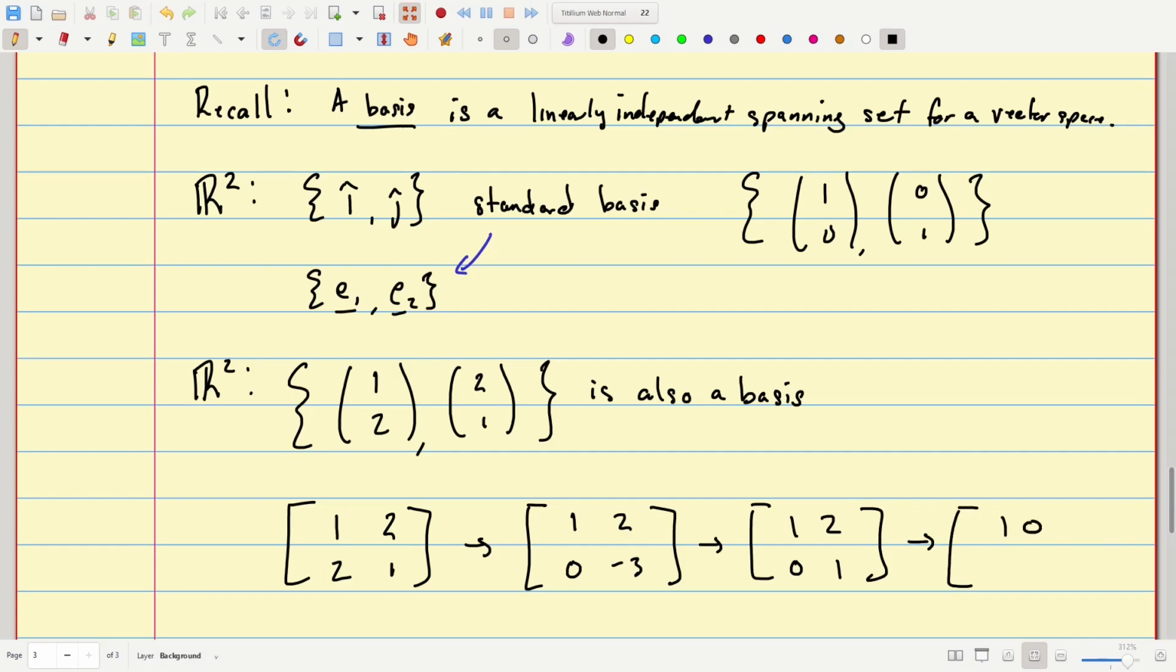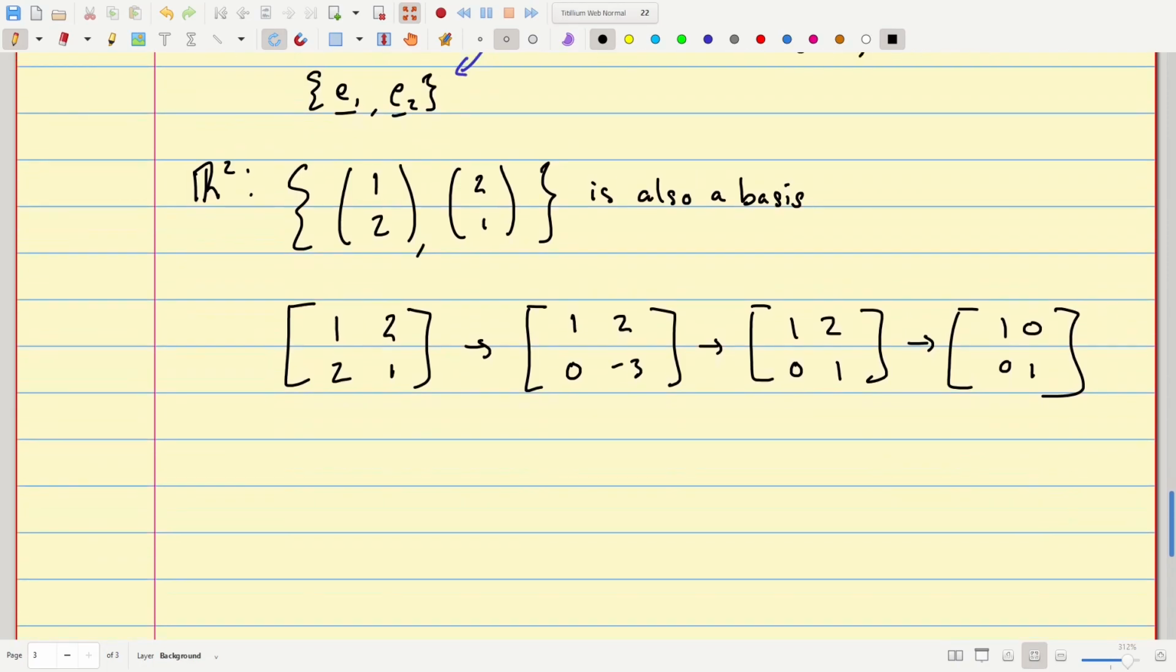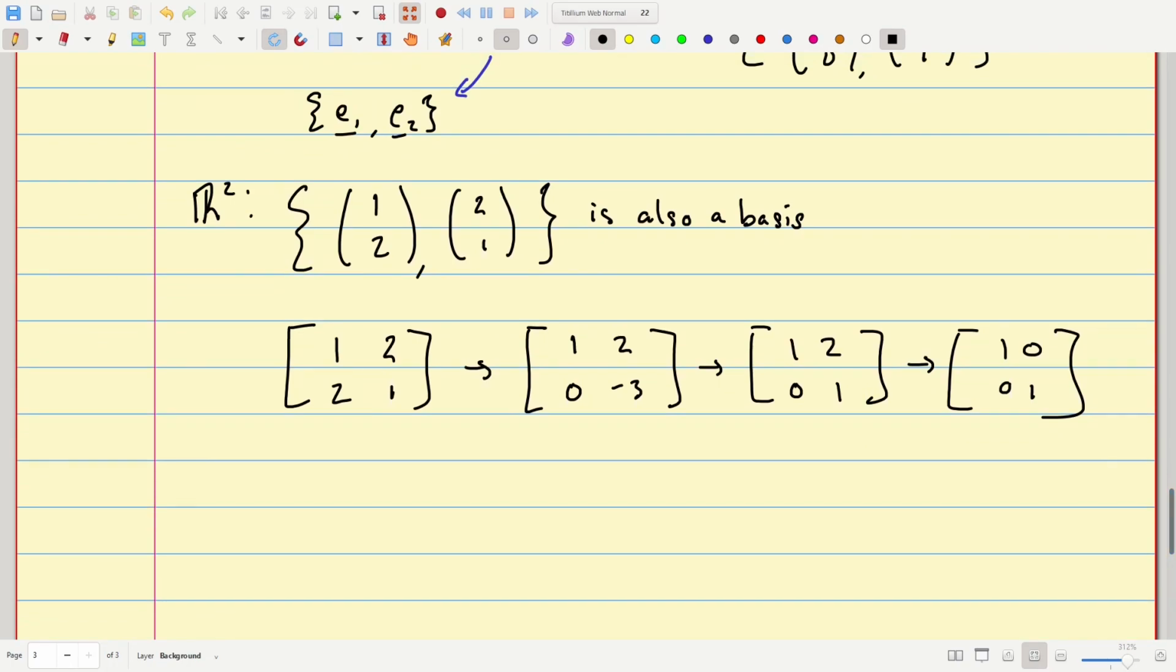I'm not going to worry about writing out specifically what we did here. I think it's easy enough to follow. Okay, but we can get that this is row equivalent to the identity. Columns are linearly independent. Every column is a pivot column. All right, so this is a fine basis.